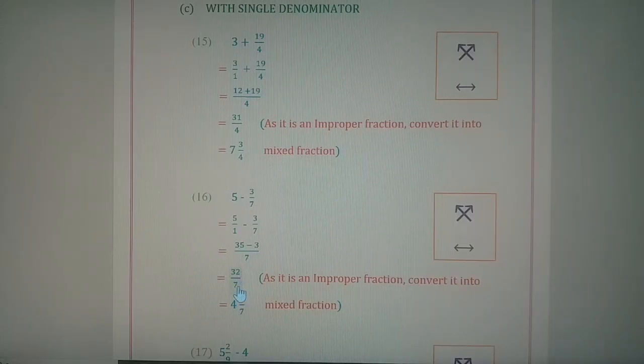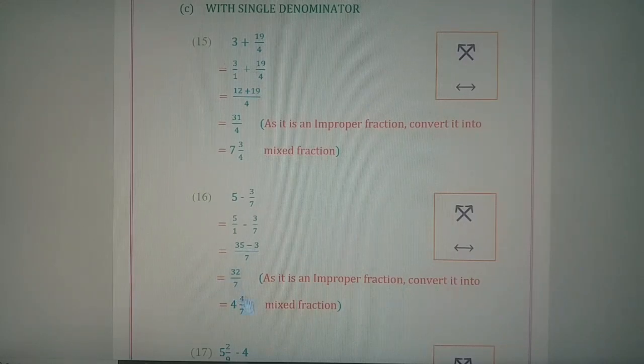Now if we observe, 32 upon 7 is an improper fraction because the numerator is larger than the denominator. And we cannot leave the answer as an improper fraction. We have to convert it into a mixed fraction. The answer should be either a mixed fraction or a simple proper fraction. So we use 7's table to convert the improper fraction into a mixed fraction. We use the multiplication addition rule. So first 7's table. 7 1s are 7, 7 2s are 14, 7 3s are 21, 7 4s are 28, 7 5s are 35. 7 5s are 35 is more than 32. So 7 5s we cannot take.